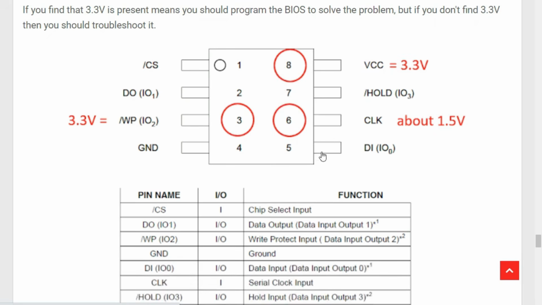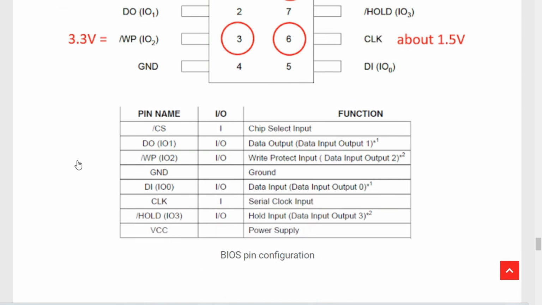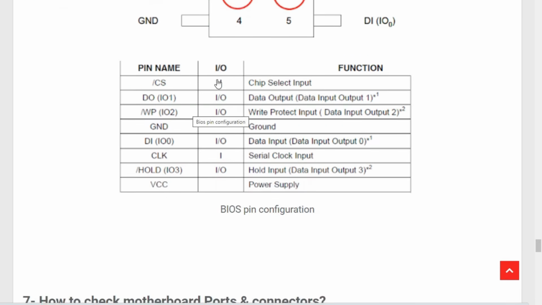Okay, so basically this is the BIOS that we have seen before. Here we have pin number 8, the VCC. You should always find 3.3 volts here. In pin number 6, when the laptop is on, you can find 1.5 volts. This is the clock, basically, and the write protect is 3.3 volts. So basically this is the BIOS pinout.